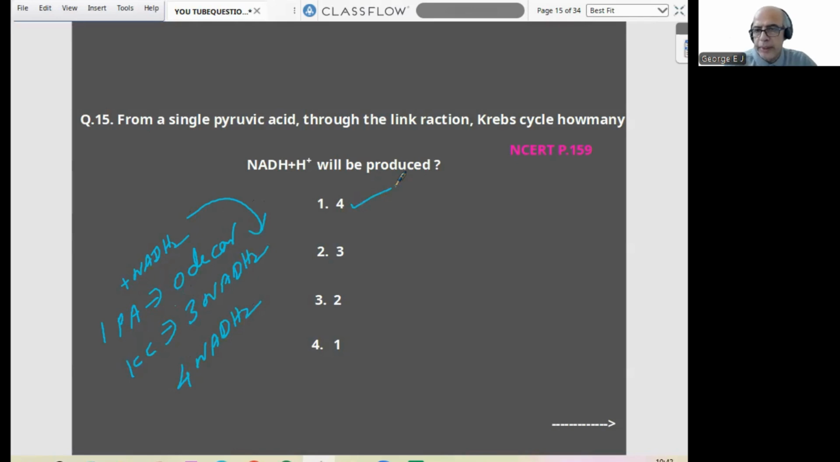I remember when they are asking about reducing power, then we should consider FADH2 also. That is why I put that term NADH2. Instead of it, if they put reducing power, FADH2 also should be considered. That type of question, when we get a chance, we can again put it.